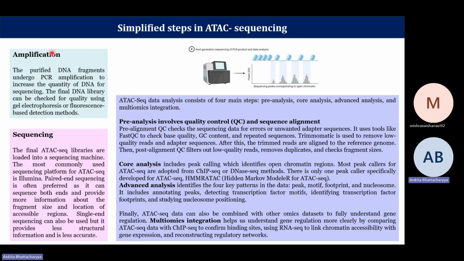Then comes the sequencing step, where ATAC-seq libraries are loaded into a sequencing machine. Most commonly, what is used are Illumina platforms. Paired end sequencing is also preferable. You'll have more data confidence and more information can also be obtained. Single end sequencing, while often used, is usually less informative and less reliable as well.